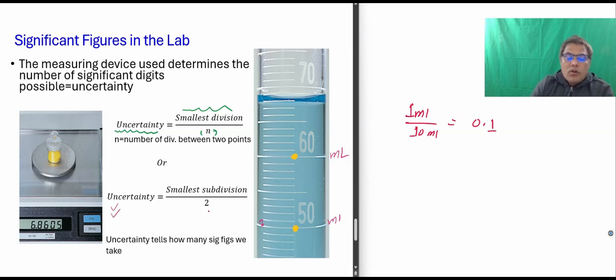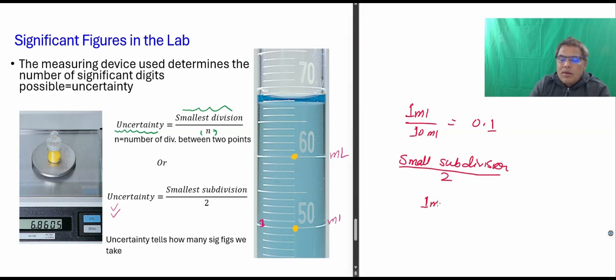This is one way of calculating uncertainty, but most people calculate it this way: smallest subdivision divided by 2. The smallest division and the smallest subdivision are the same thing. What is the smallest subdivision? Again 1 ml divided by 2, and it will give you 0.5. So this measuring cylinder's uncertainty is 0.5 or 0.1, but 0.5 is more famous. Both you can use.